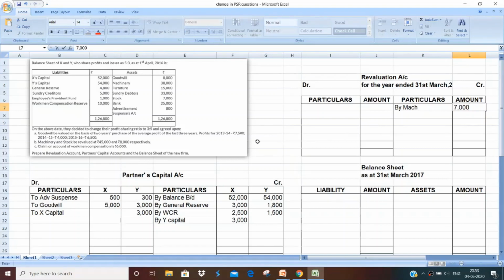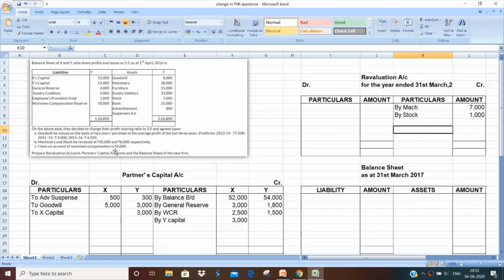Then let's talk about stock. The stock's value earlier was 7,000. Now it is 8,000. Again, stock is also increasing. So that also we will mention on the credit side. By stock, the stock is increasing by 1,000. So we've mentioned that as well.